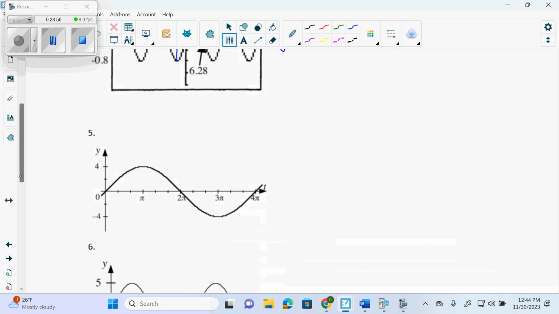This one, my amplitude equals the absolute value of the maximum, which is 4, minus the minimum, which is negative 4, divided by 2 is 8 divided by 2, which is 4. Once again, it's symmetrical, so that makes sense. It means same amount on the top as on the bottom.